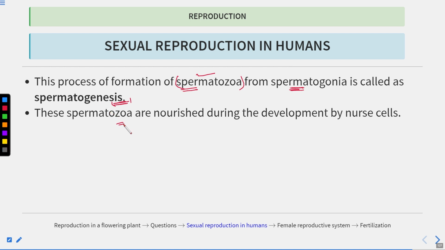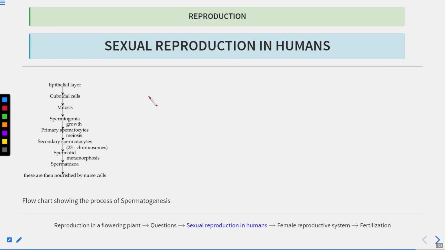Now these spermatozoa are nourished during development by the nurse cells. So there are some cells present there which provide nourishment to these spermatozoa. Clear? So this is the process known as spermatogenesis. So this is a flowchart showing you the process of spermatogenesis. Initially there was an epithelial layer in which the germinal cells were present. What kind of cells are these? These are cuboidal cells. The shape of the cells is cuboidal, and they undergo mitosis, which is known as the equational division.